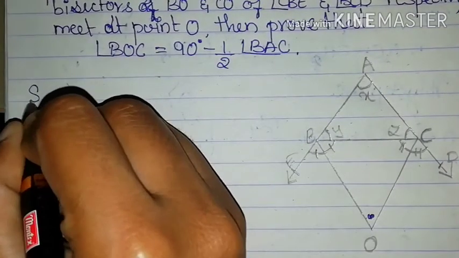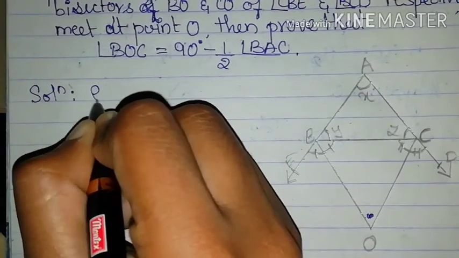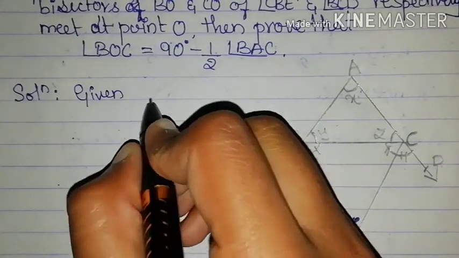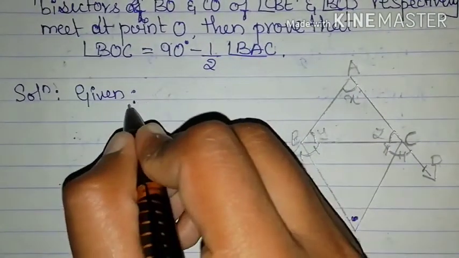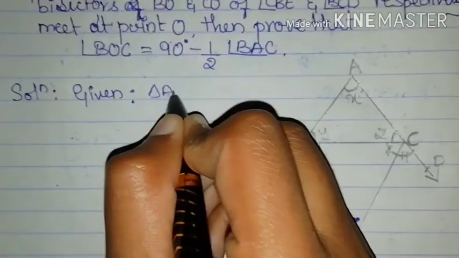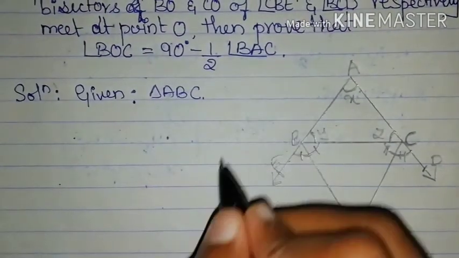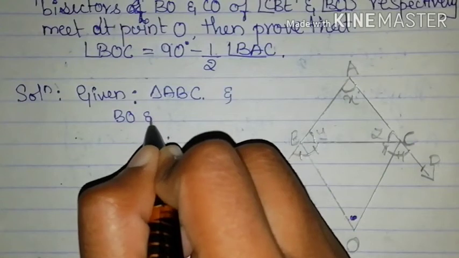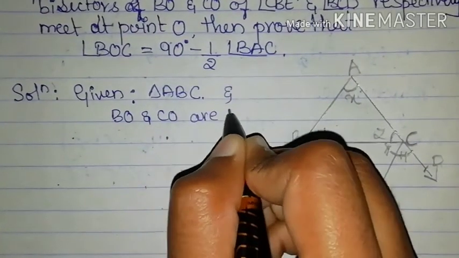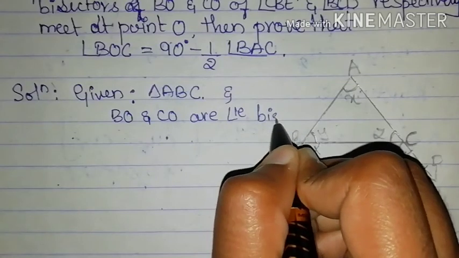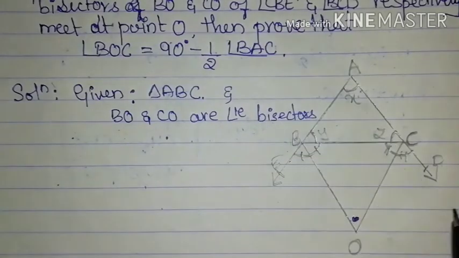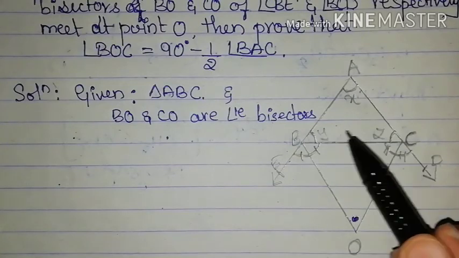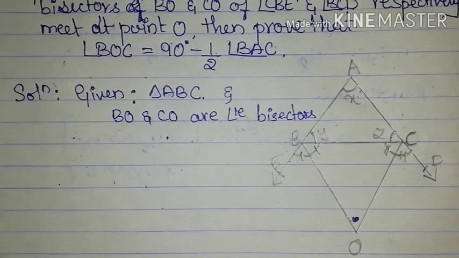So, solution. First let us write down the given. Triangle ABC, and BO and CO are angle bisectors. We know this much, right? And look here, in the triangle ABC, I have named the interior angles as X, Y and Z. This will make it easy for us to use those notations.